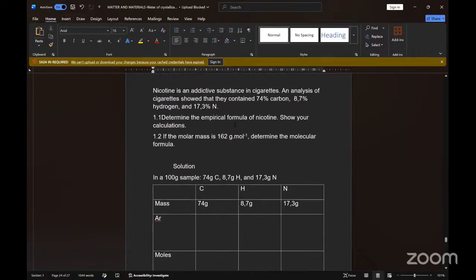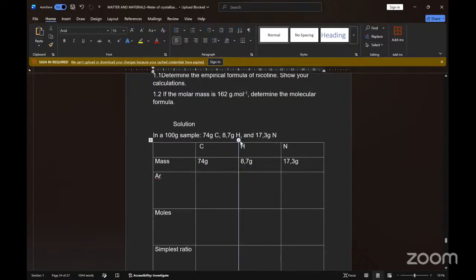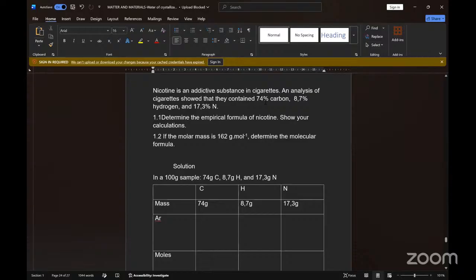With respect to the first one, it says determine the empirical formula of nicotine. Show your calculations. So this is similar to what we have done previously, and so there is nothing new about this one. You say that in a 100-gram sample, 74 grams is carbon, since here is 74%. This one is 8.7%, so this is 8.7 grams. And then 17.3 is also like that. So we just substitute it like that.